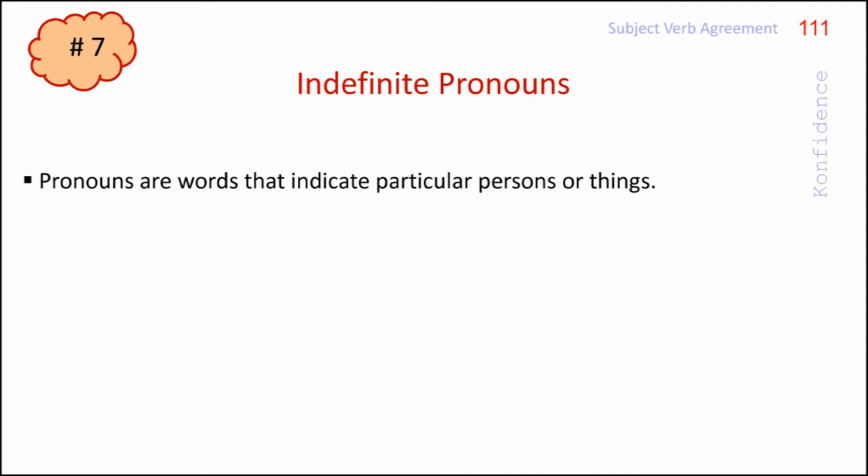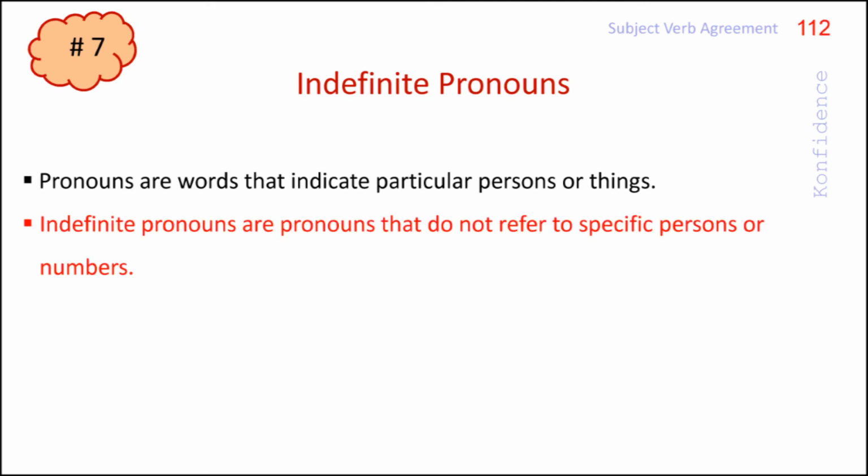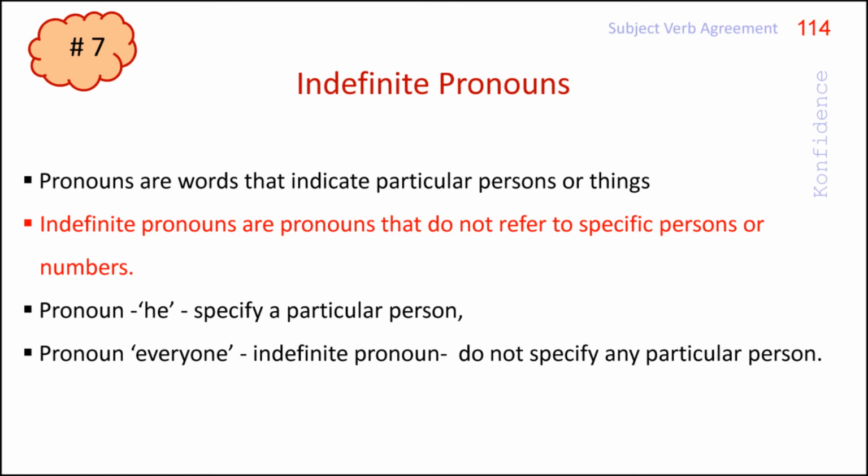As you know, pronouns are words that indicate particular persons or things. Pronouns stand in place of nouns to avoid the repetition of nouns. Indefinite pronouns are pronouns that do not refer to specific persons or numbers. When we use the pronoun he, we specify a particular person, whereas when we say everyone, which is an indefinite pronoun, we do not specify any particular person.